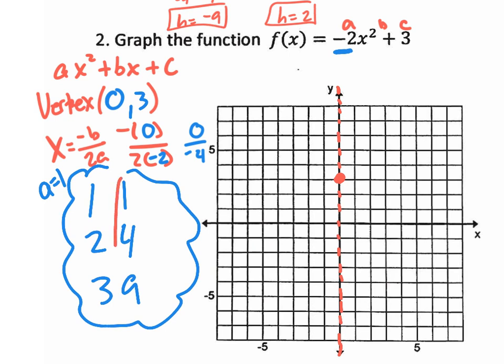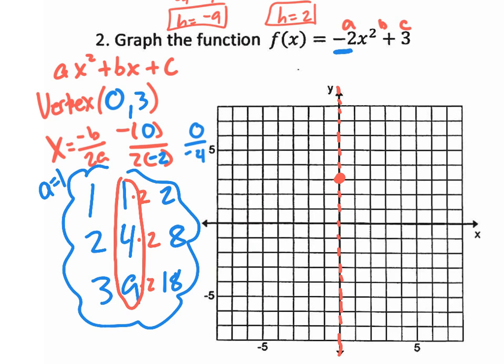We want to modify the outputs by 2 because the a value is 2. So I'm going to multiply by 2, and I will get 2. I need to multiply the 4 times 2, and I will get 8. And I need to multiply the 9 times 2, and I'll get 18. Of course, 18 is going to be off the graph.